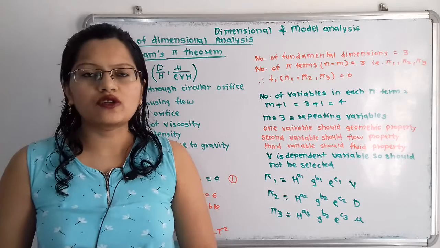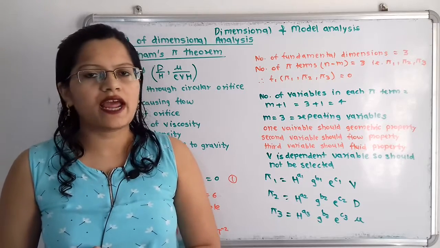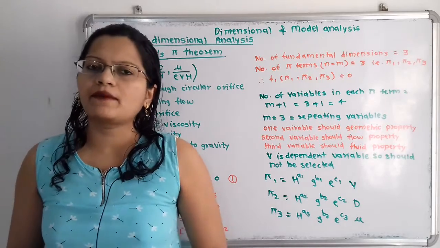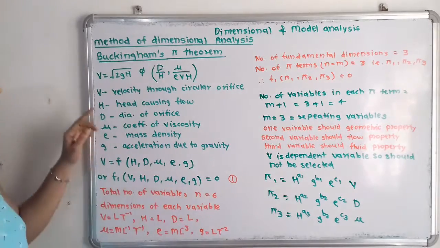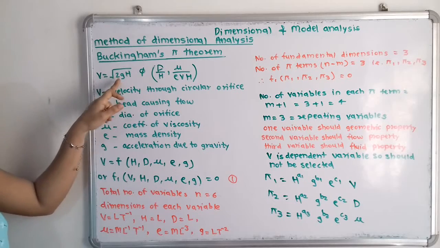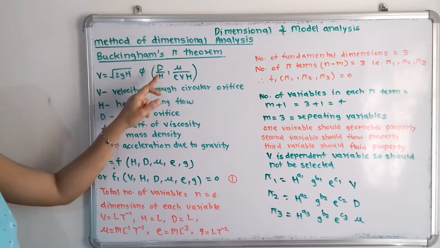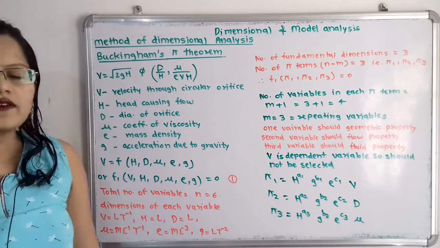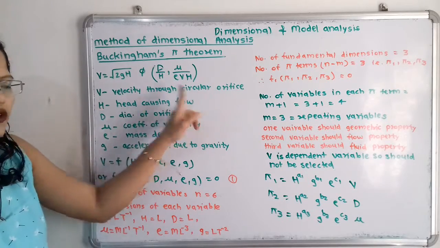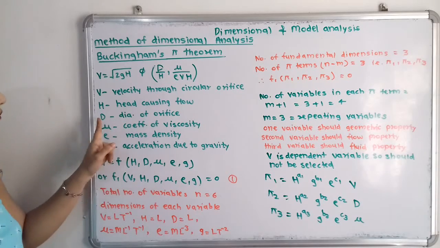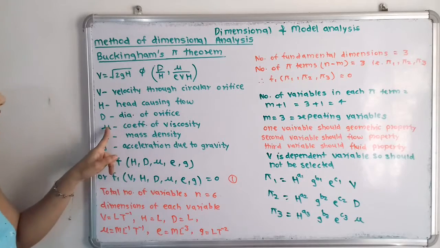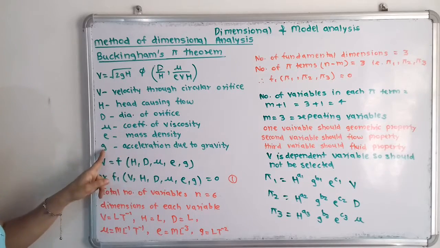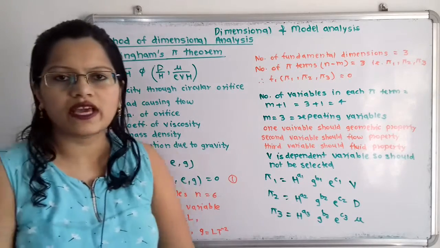Today we are going to solve a problem on dimensional and model analysis. In this video we are going to use the Buckingham's pi theorem and we have to show the expression v is equal to under root of 2gh phi in the bracket d by h comma mu by rho vh, where v is the velocity through circular orifice, h is the head causing flow, d is the diameter of orifice, mu is the coefficient of viscosity, rho is mass density and g is acceleration due to gravity.